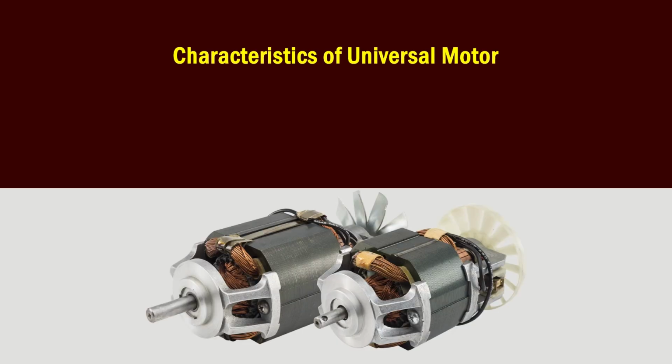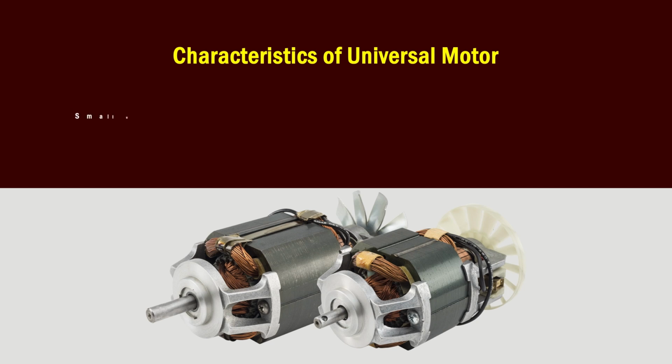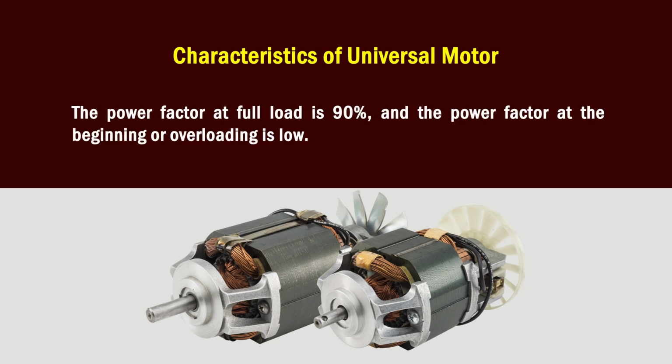The characteristics of universal motors are: universal motors have high starting torque and the speed increases with a decrease in the load. The small universal motors have significant no load losses and limit the speed to 1500 to 2000 rpm. The power factor at full load is 90% and the power factor at the beginning or overloading is low.